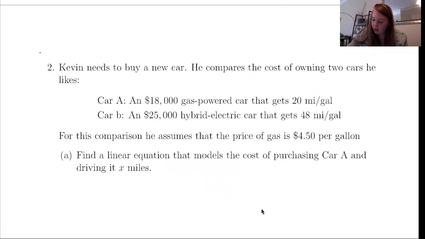So Kevin needs to buy a new car. He compares the cost of owning 2 cars he likes. Car A is $18,000, gas powered, and gets 20 miles to the gallon. Car B is $25,000, but it's hybrid electric, so it gets 48 miles to the gallon. For this comparison, he assumes that the price of gas is $4.50 per gallon.